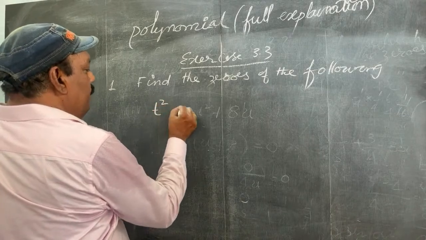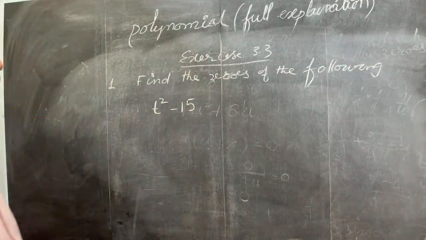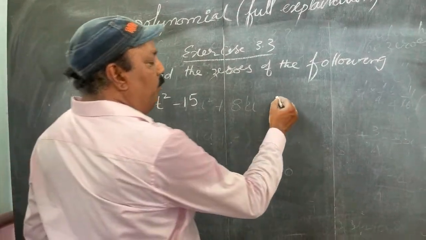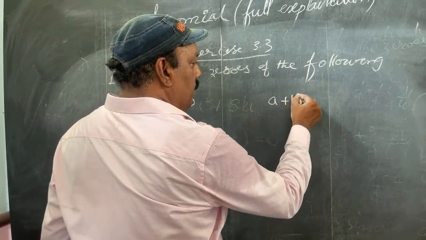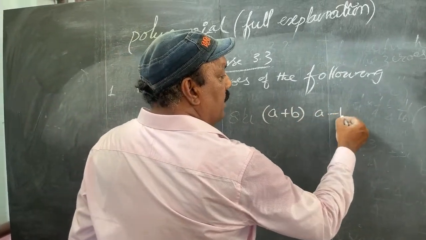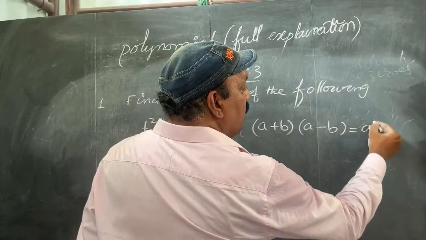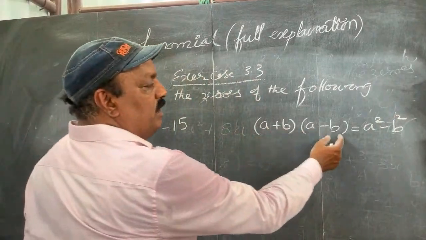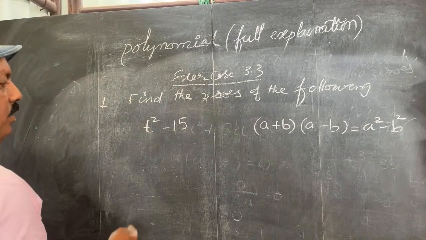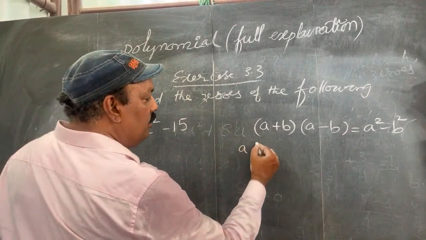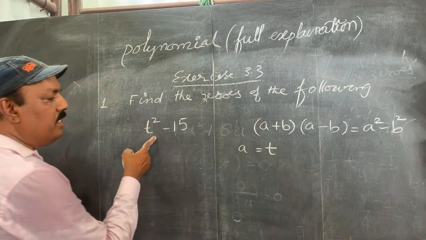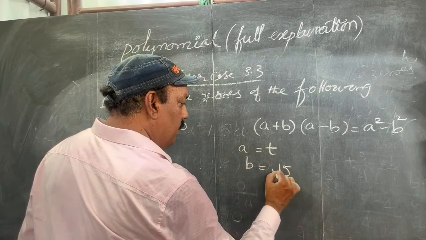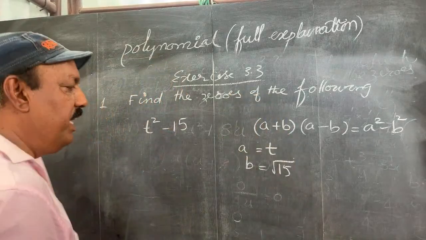Fifth sum is t square minus 15. Suddenly you are getting confusion here. This is in the form of one formula: (a plus b)(a minus b) is equals to a square minus b square. Here, what is a? In this sum, a is equals to t, and b is equals to root 15.